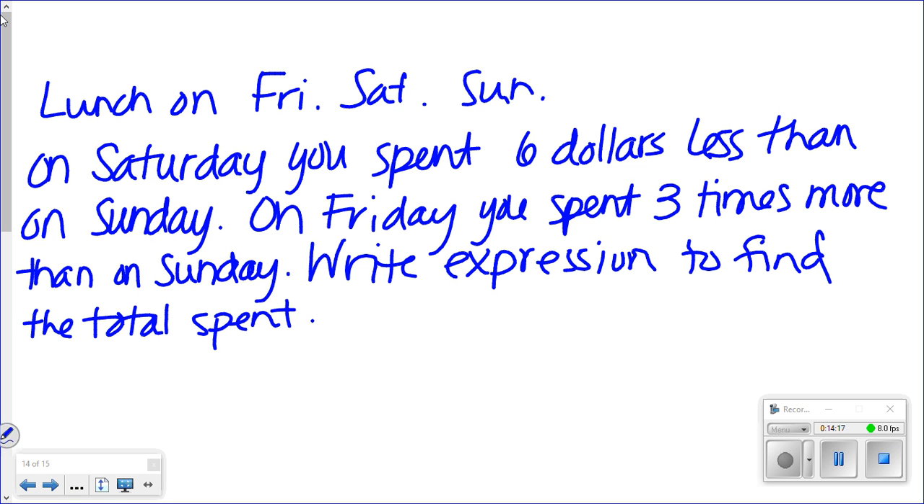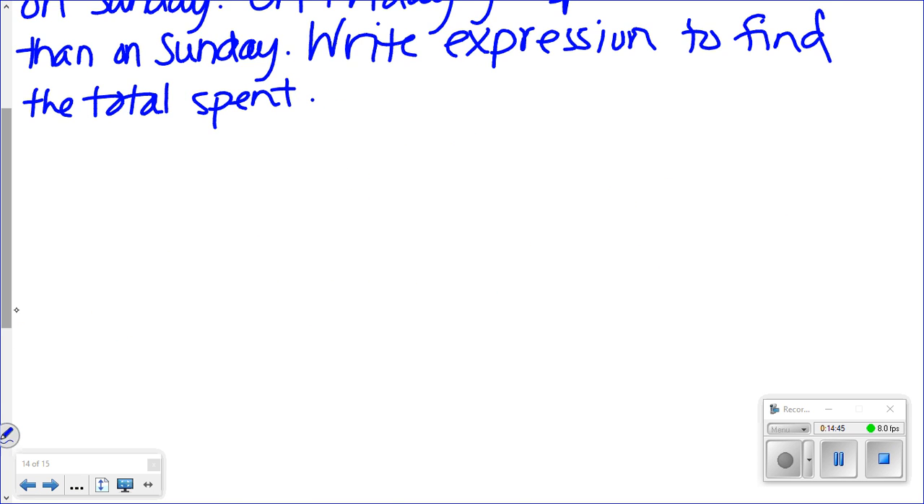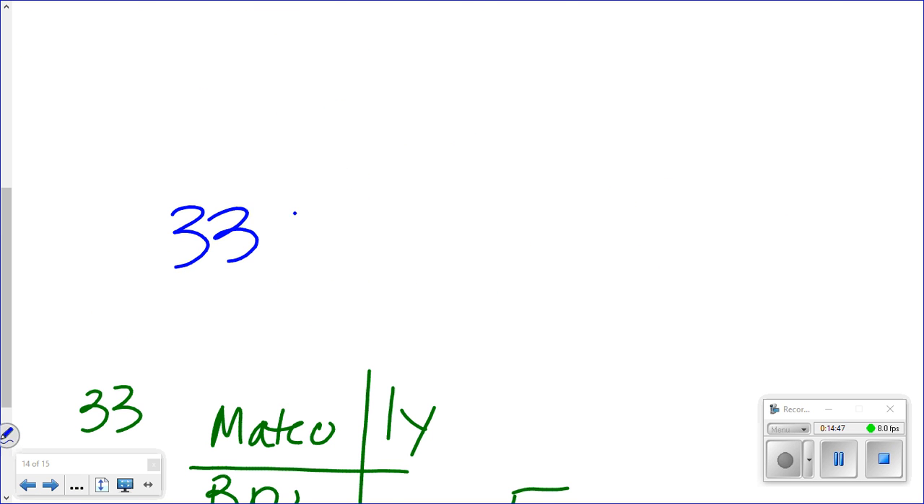Okay, this is what I want you to do. I want you to open your books to page 302. And we're going to practice again, just reading a problem from the book instead of one from me. Now, at your seat, this isn't your homework yet, okay? At your seat, I want you to do numbers 33 and 36.